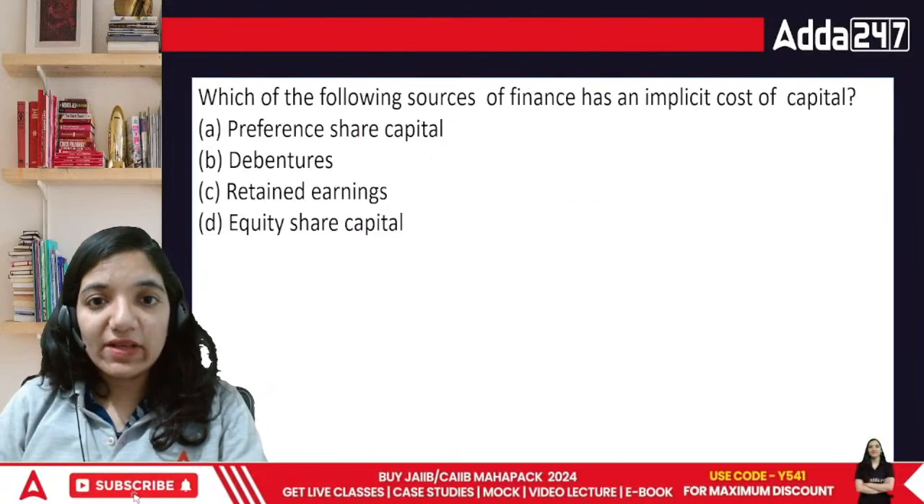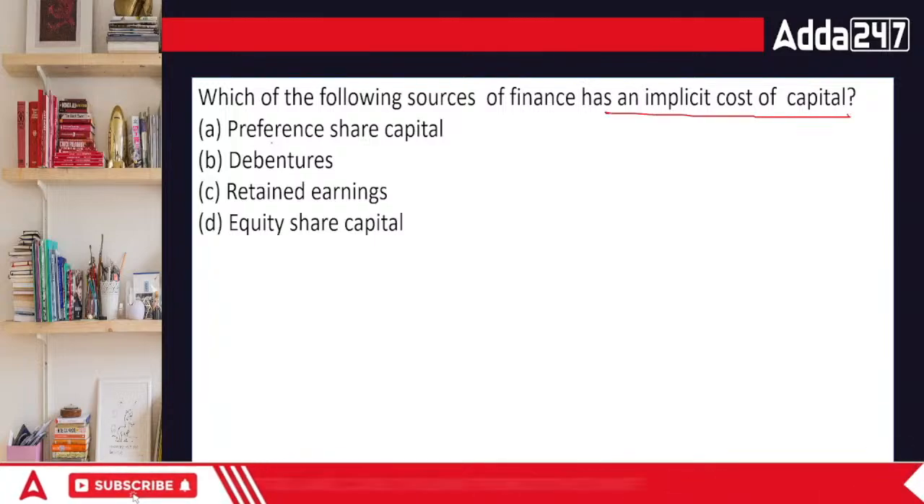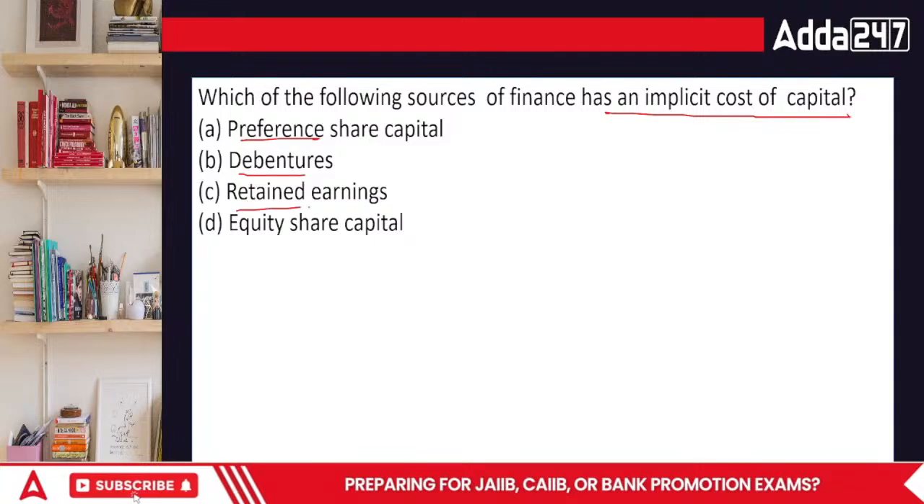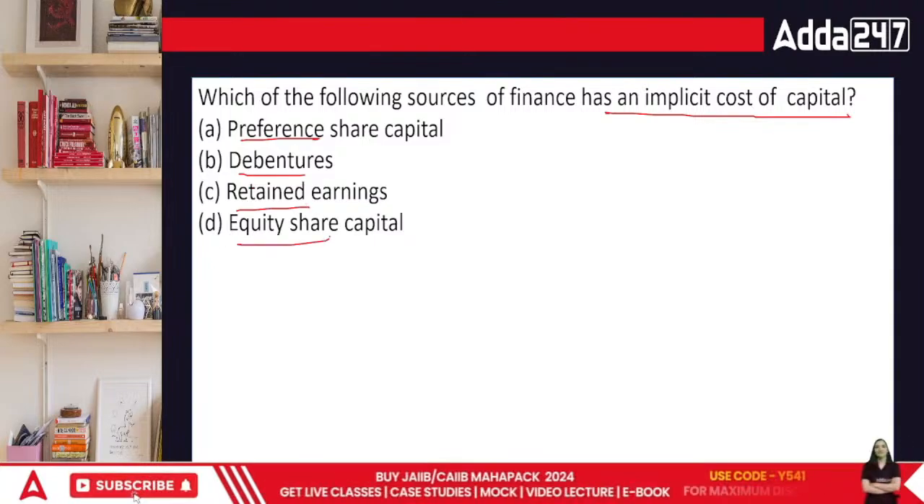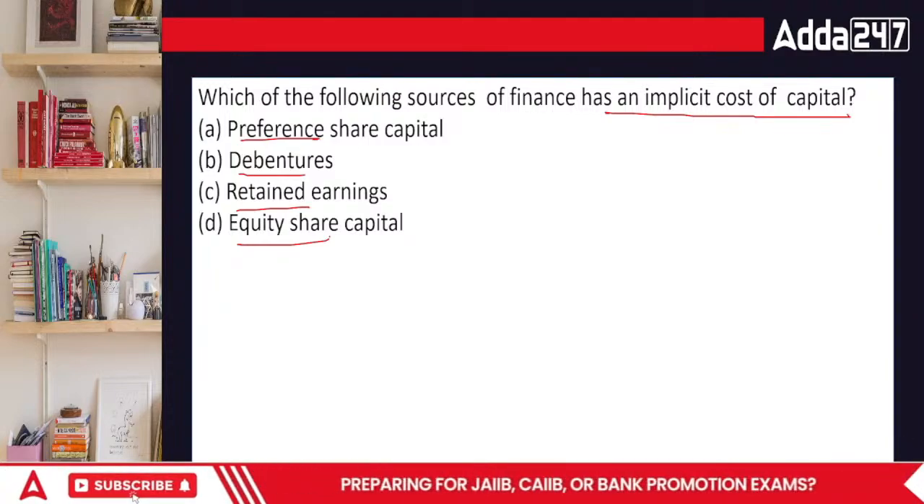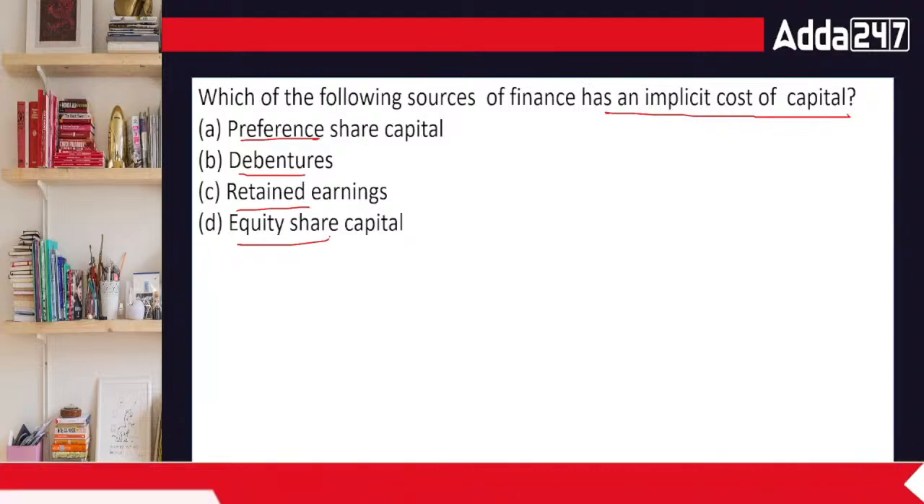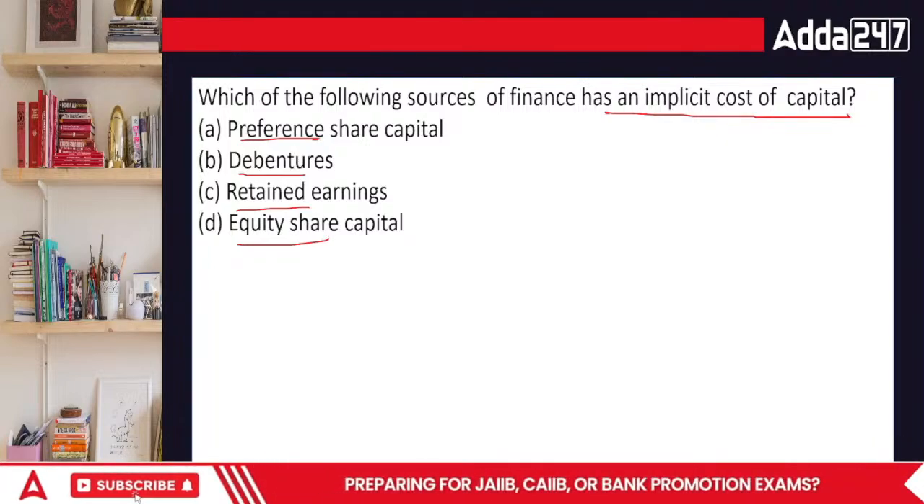Which of the following sources of finance has an implicit cost of capital? Preference shares, debentures, retained earnings, or equity share capital? What do you mean by implicit cost, everyone? Internal costing. When we try to have internal costing, see, preference shares are internal people of the organization, agreed, but do we incur implicit cost in that?